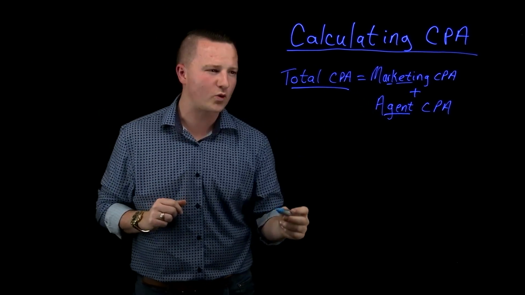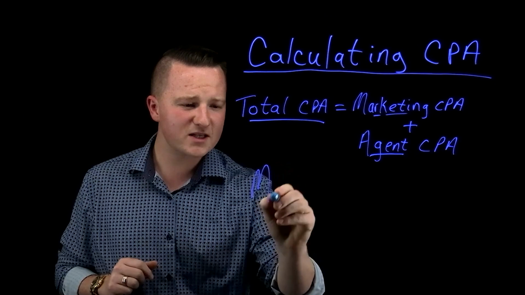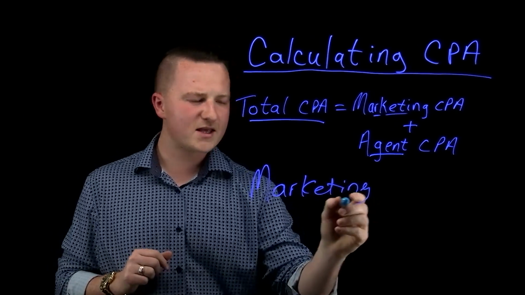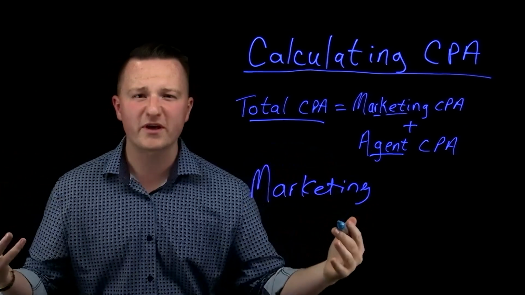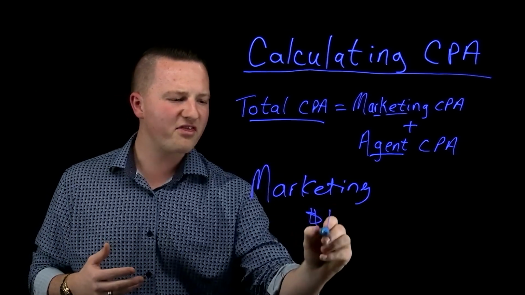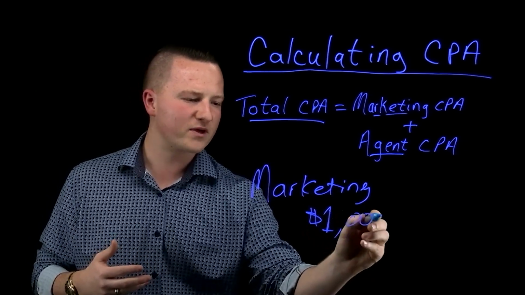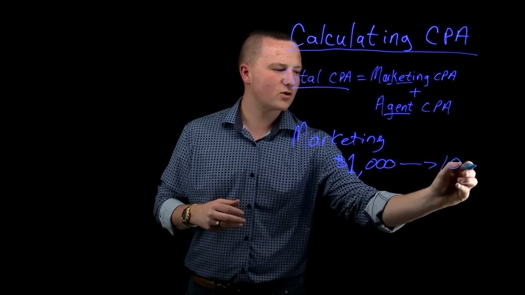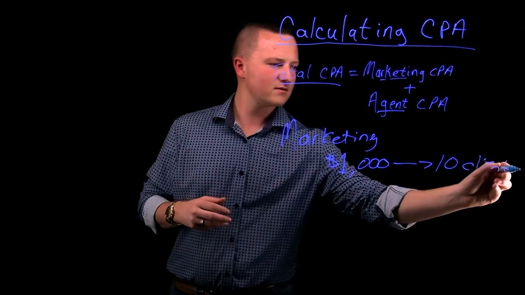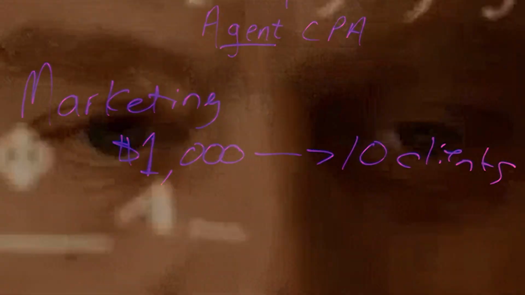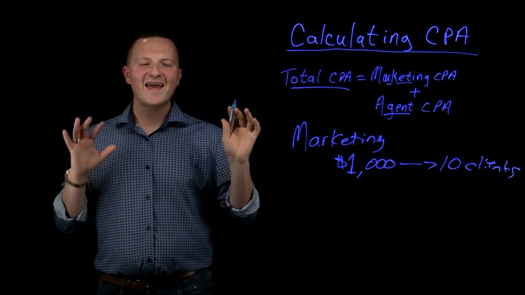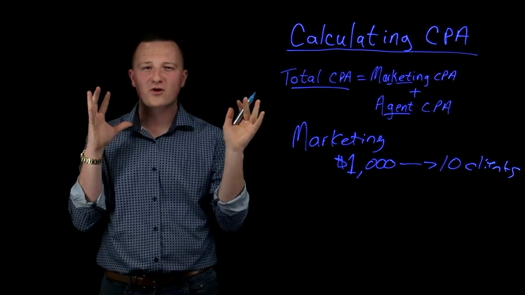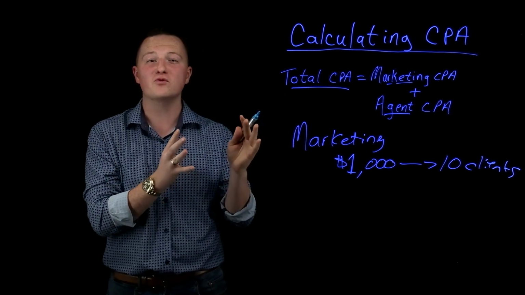Let's just break this down really quick. So marketing CPA is going to equal, let's say you're spending money on Facebook ads. Let's just say you spent $1,000 on Facebook ads, all right? And let's say you got 10 new clients, okay? Excuse the handwriting. That is going to be $1,000 total. Take the total you spent on your marketing campaign divided by the number of new clients that you received.